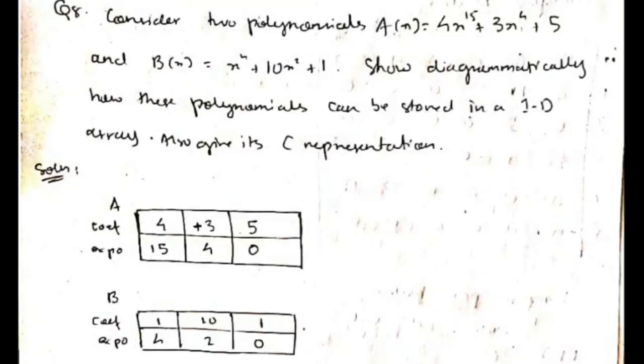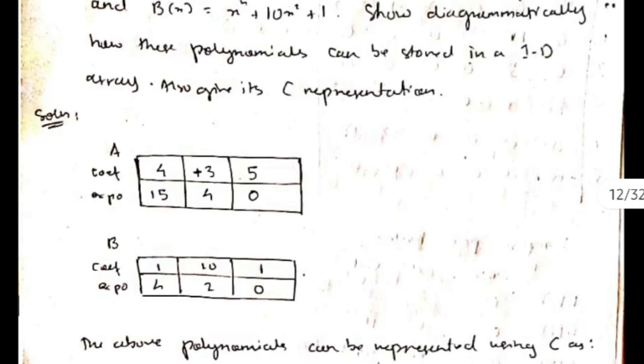Okay, consider two polynomials a of x and b of x. Now we have been given this polynomial, we have to find out how to store it in a 1D array. Okay, the array will have two rows. In the first row we will store the coefficients, and the second row will store the exponents.